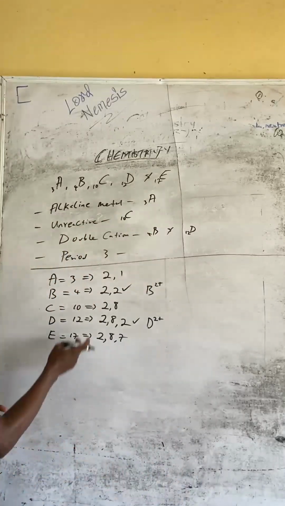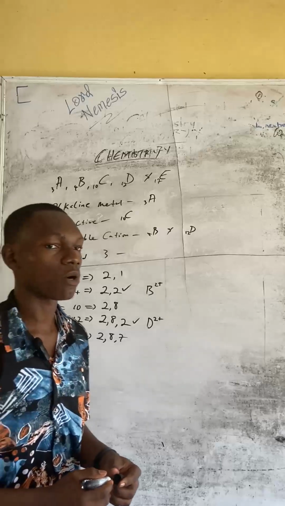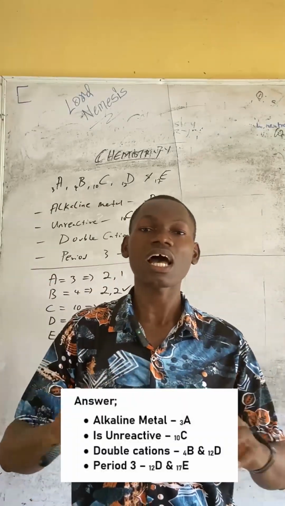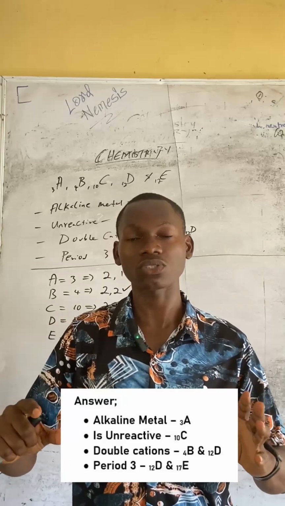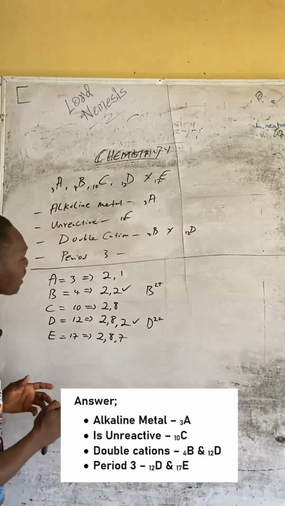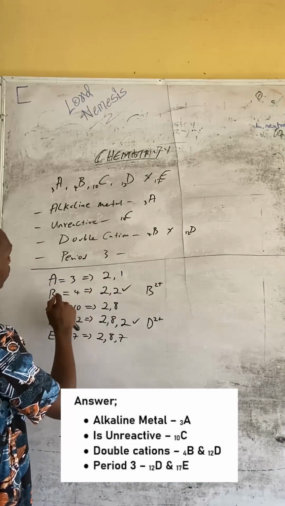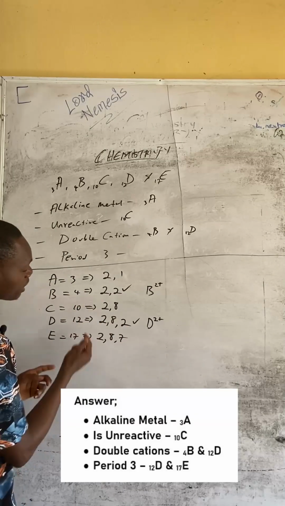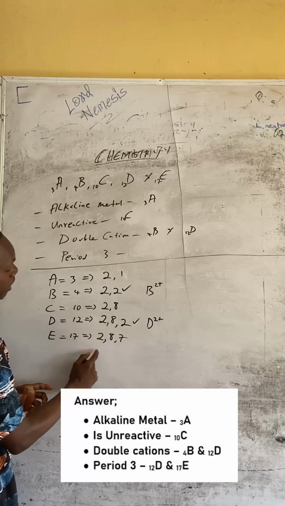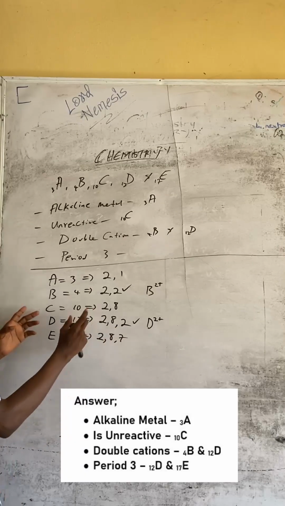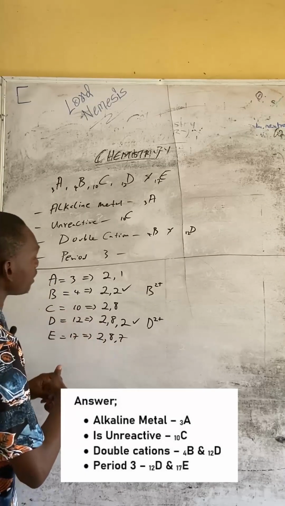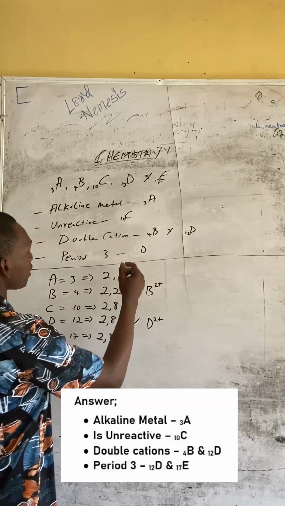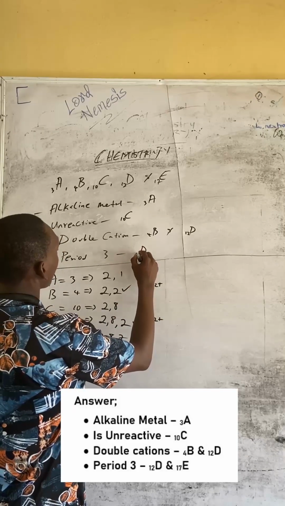And lastly, which of them belongs to period 3? How can we tell period 3 elements? Period 3 elements are those elements that have 3 shells in their atom. So which element here has 3 shells? A has just 2 shells, B has 2 shells, C has 2 shells, while D and E have 3 shells respectively, 1, 2, 3, and 1, 2, 3. So which of them belongs to period 3 is D and E, because they both have 3 shells in their atom.